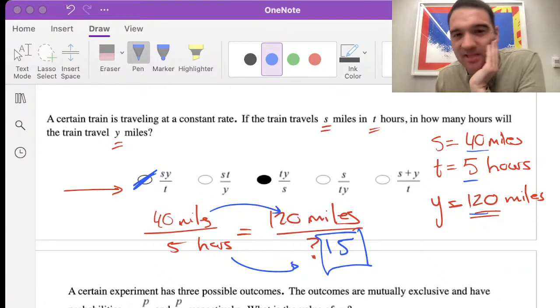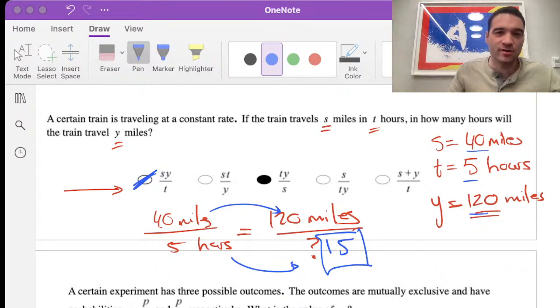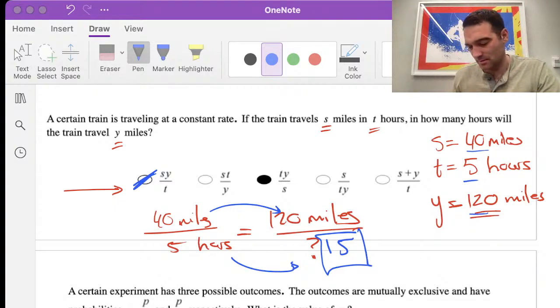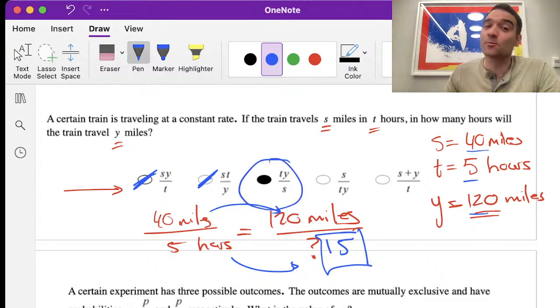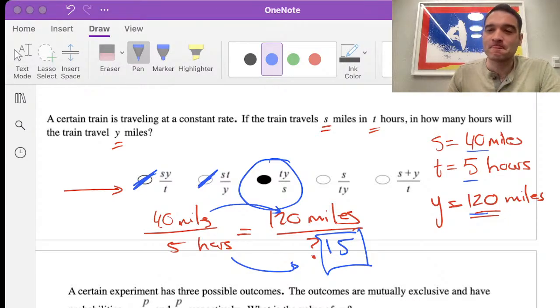S times T, what's that, 200 divided by 120. What do we get? 1.6666. T times Y, 120 times 5, divided by 40, gives us 15. So this one's looking good. We're going to double check the last two just to make sure there's not a duplicate answer. That happens on rare occasions.